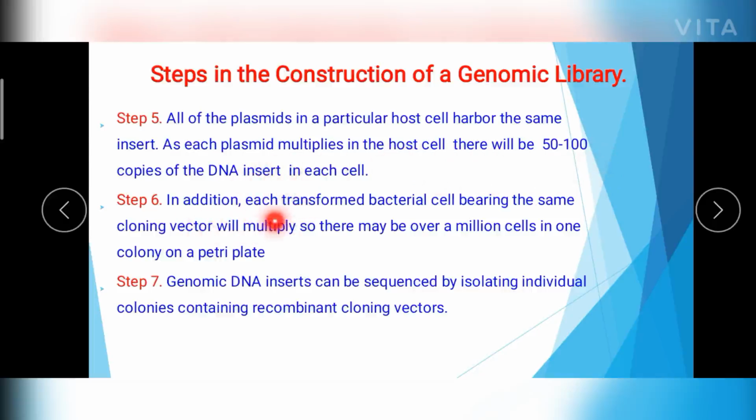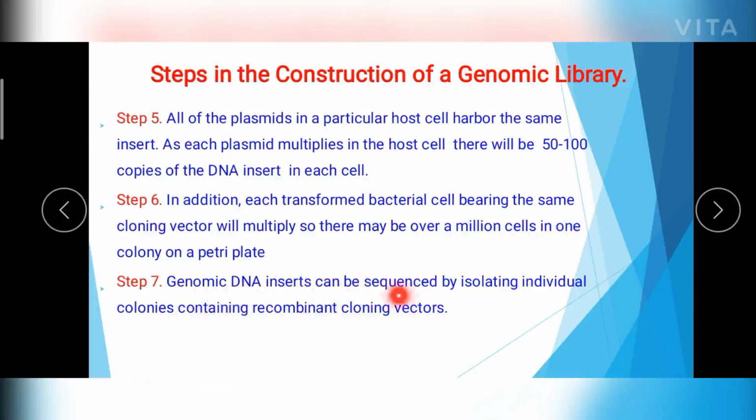In addition, each transformed cell bearing the same cloning vector will multiply, so there will be millions of cells in one colony. When you supply appropriate media, the transformed cells multiply, and each colony contains millions of cells, and that colony represents millions of copies of our DNA insert.